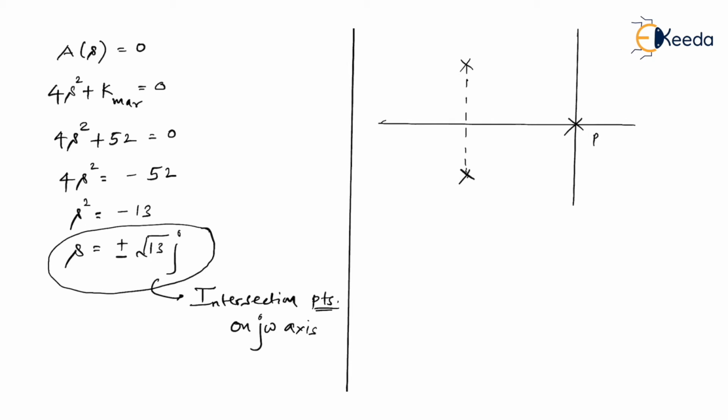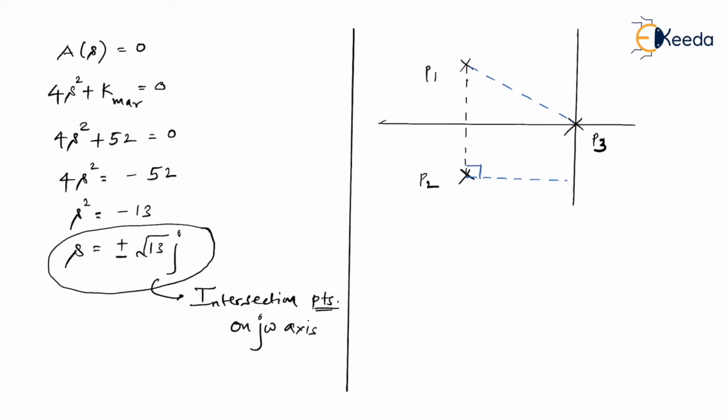So let me say this is pole 1, this is pole 2, and the pole 3. So for pole 1, if I want to get the angle of departure, what I need to do is draw connections from the rest of the poles. That is, you're going to connect pole 3 to pole 1, and then pole 2 to pole 1, which I have already connected.